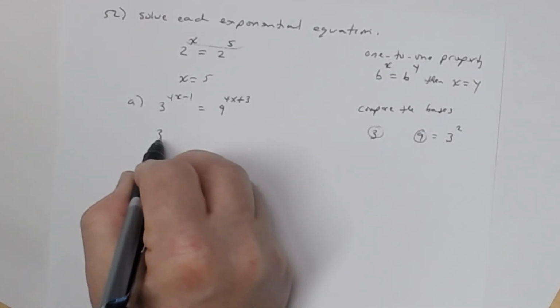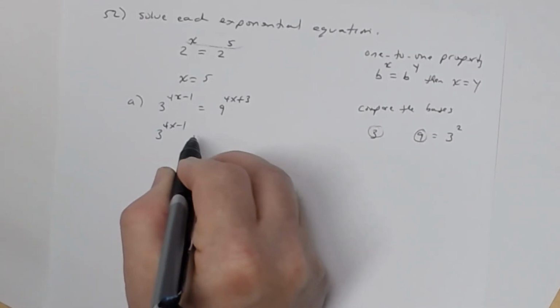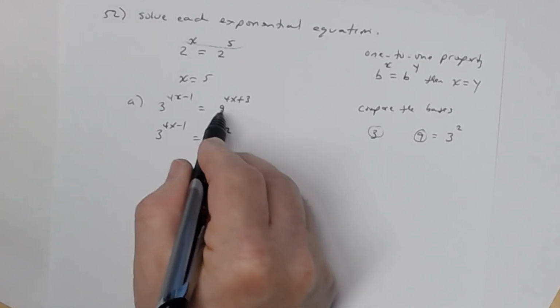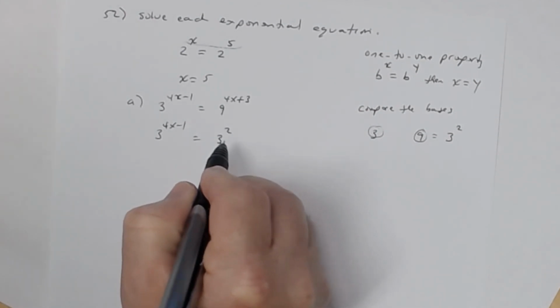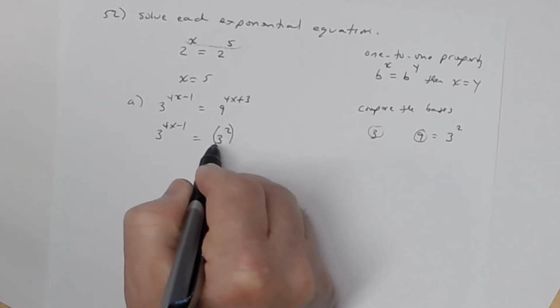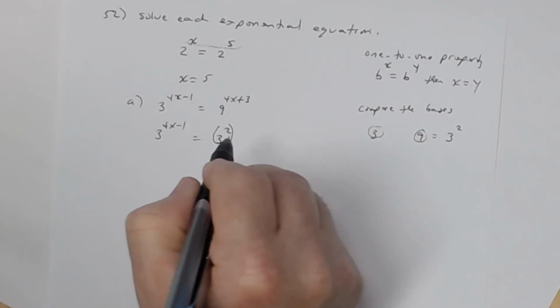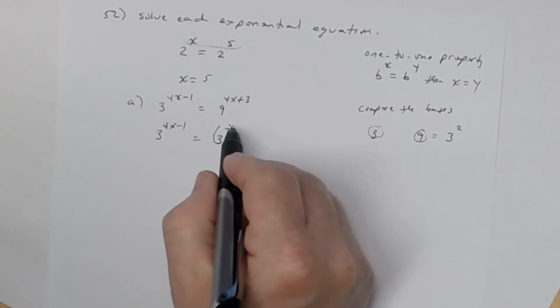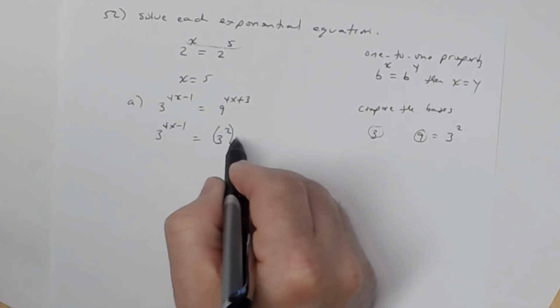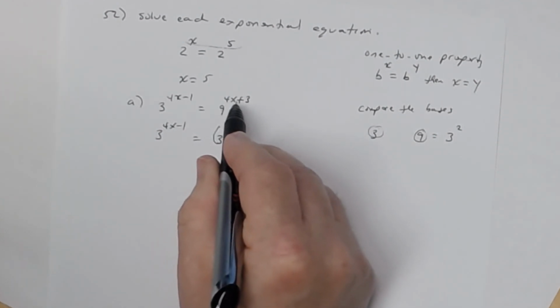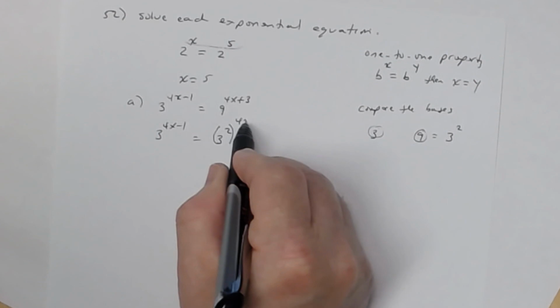So this becomes 3 to the 4x minus 1 equals 3 squared. So you see 9 is 3 squared. All right, now make sure you put that in parentheses. It's very important that you put that in parentheses. So 9 is 3 squared, but remember this 9 here is being raised to the 4x plus 3 power.